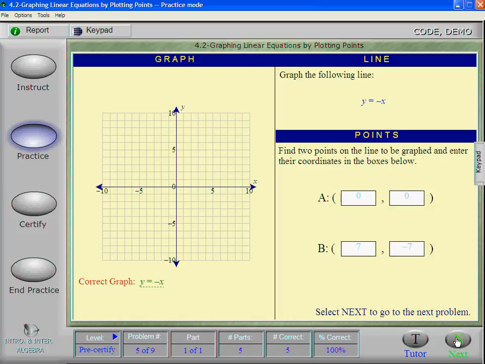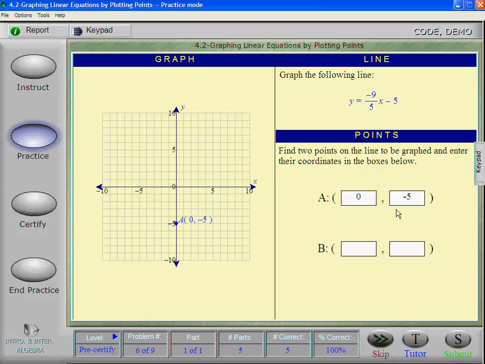Alright, we'll go to the next problem. I'm going to try to find another one of similar type. There we go. Okay, similar type. Find 2 points. We've got an x and a y. So think about if I were to plug in 0 for x. I plug in 0 times negative 9/5, that is 0 here. Take away 5. I'd end up with a minus 5 for my y value.